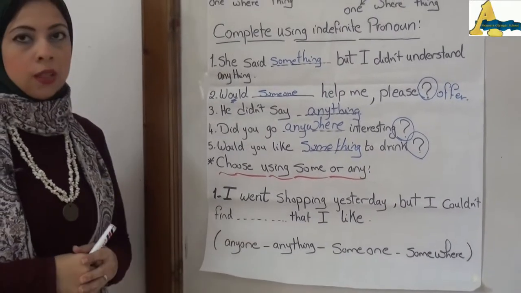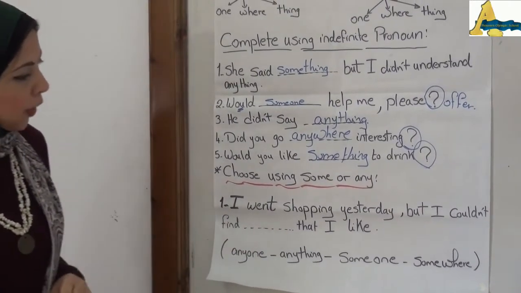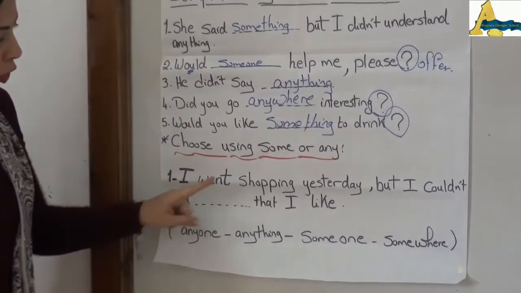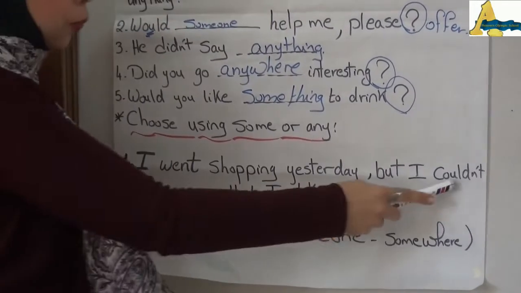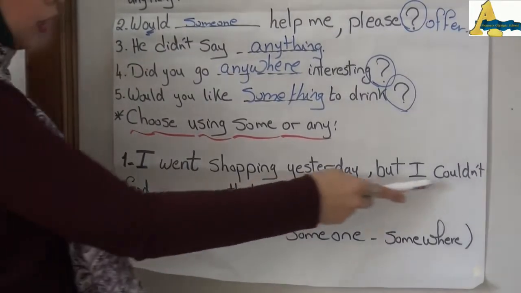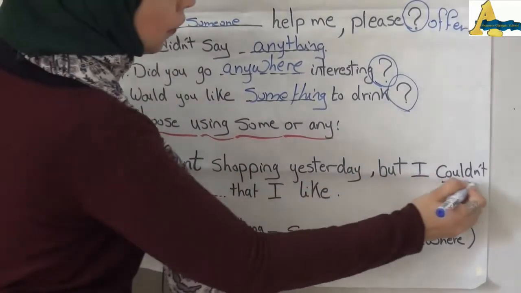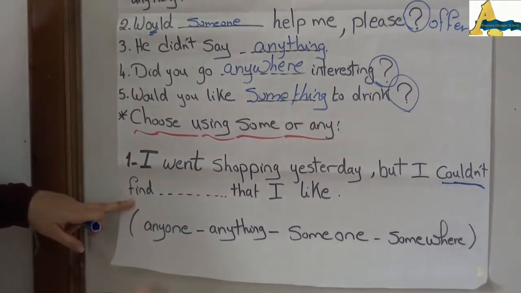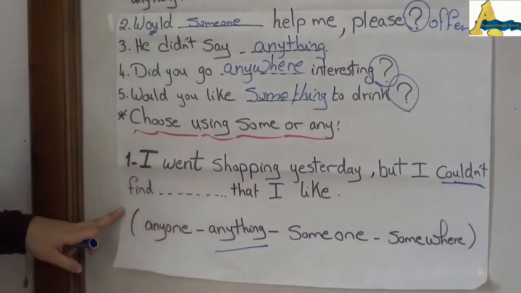Another exercise we have, choose using some or any. We are going just to choose the right answer. I went shopping yesterday, but I couldn't find dots that I like. The first part is positive, but I'm caring about the second part that I'm going to complete. I couldn't find, so here we have negative form, so we have to use any. So I couldn't find anything that I like.